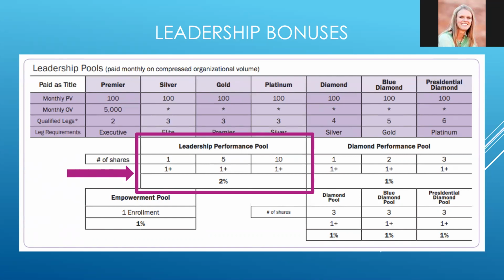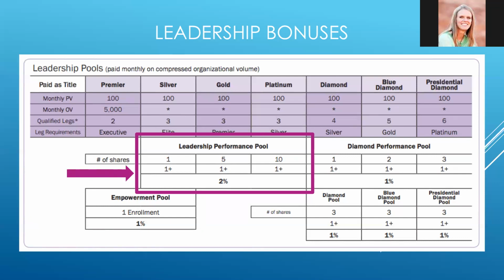So as a Silver, you get 1 share of that, which is roughly $150. As a Gold, you get 5 shares, so you get around $750. And as a Platinum, you get 10 shares, so it's around $1,500 for that leadership bonus. So when you're a Silver, you're going to get a little bit out of the empowerment pool and the leadership performance pool if you're getting that 1 enrollment a month.